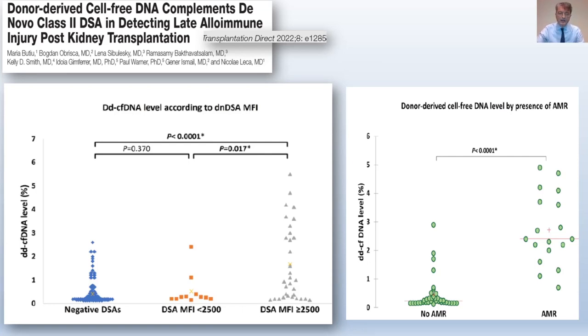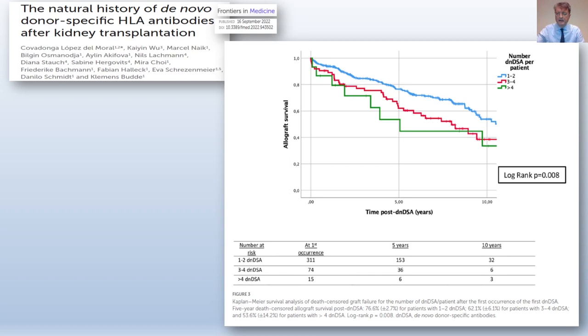However, we now have another, more detailed parameter, which is the donor-derived cell-free DNA level, which is associated with rejection. One can show that already at about 2,500 it begins to grow, and patients having a DSA MFI beyond 2,500 present a high level of donor-derived cell-free DNA. So we have to be careful with patients producing antibody and showing MFI of about 2,500 already. Then, the number of different de novo DSAs per patient is regarded as a risk factor. The more different DSAs a patient presents, the more inferior the allograft survival will be.